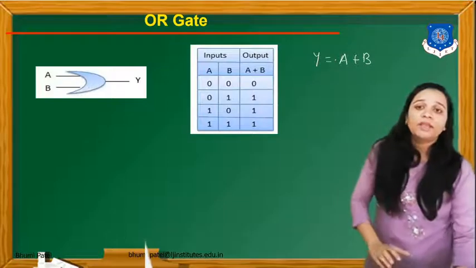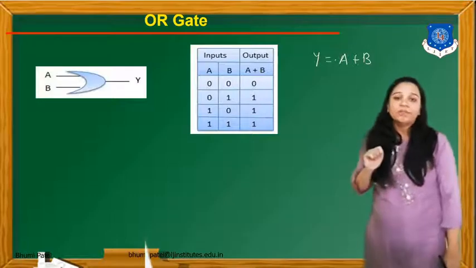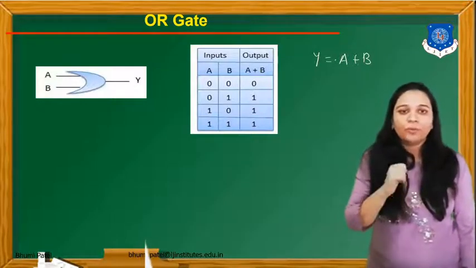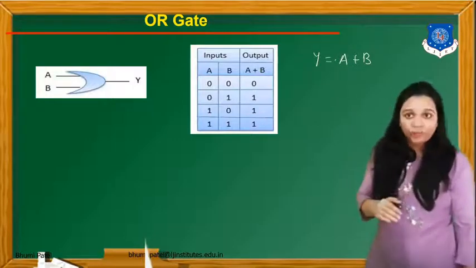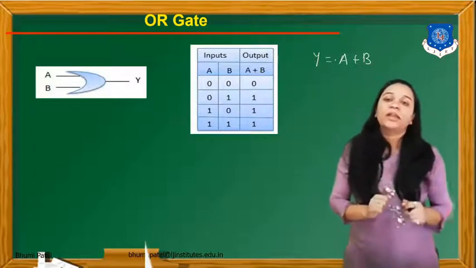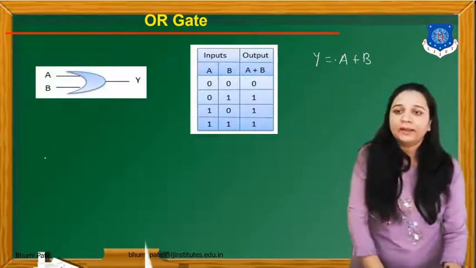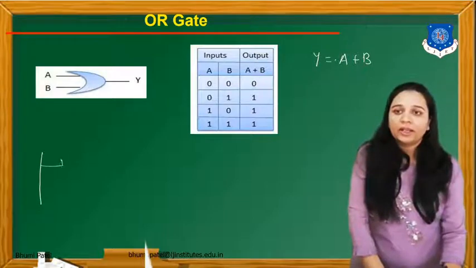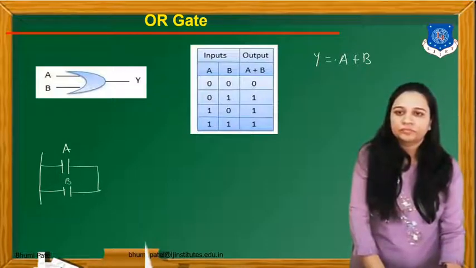First of all, we apply a low input, that means A is equal to 0 and B is equal to 0, and we get 0 output, meaning the low output, output is off. When we apply the inputs 0 and 1, we get the output. That means if any input signal or any input switch is on, we get the output using the OR gate. Now we draw the ladder logic diagram for the OR gate. This is my A input, this is my B input, and this is my output Y.